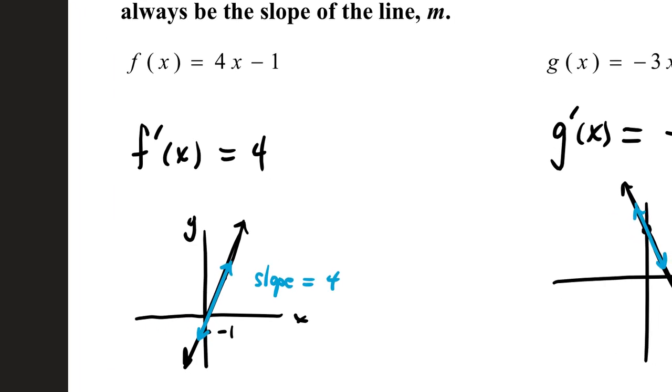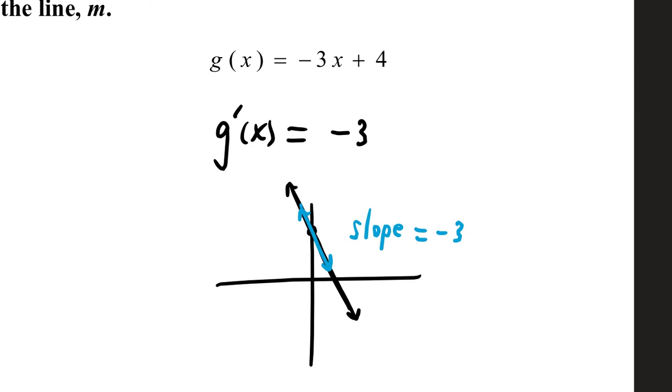let's look at f of x equals 4x minus 1. This is a line that has a slope of 4 and a y-intercept at negative 1. So I'll plot the y-intercept of negative 1. I go up 4 units, right 1. That's the definition of slope. It's the vertical change compared to horizontal change. That line always has a slope of 4, and so that's its rate of change.